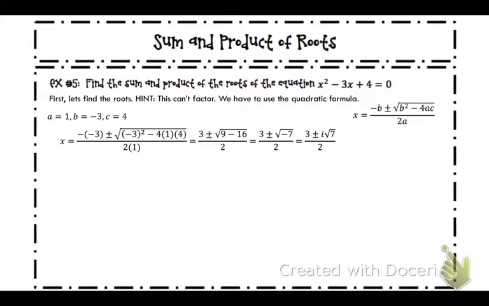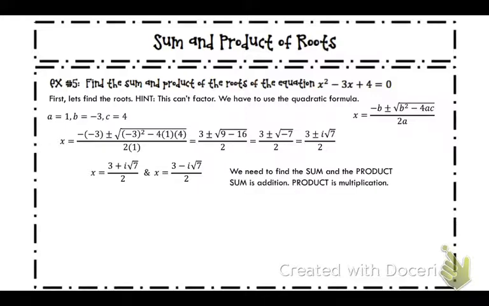So that's 3 plus or minus i√7 over 2. And again, that is 2 answers right there. Okay? So if we're going to find the sum and the product of these, sum is addition, product is multiplication.